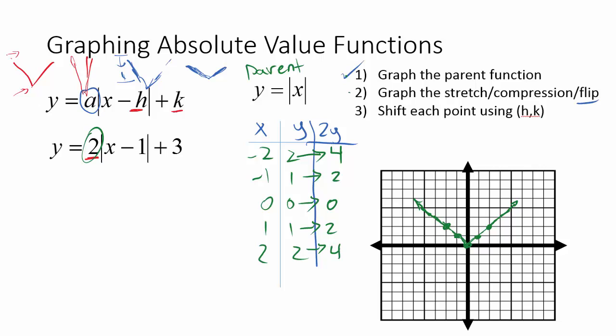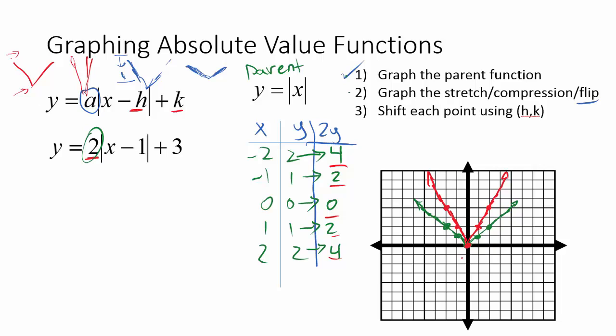And now what I'm going to do is graph the stretched function. And if you look at this, it's going to look like it's stretched out. So we still have 0, 0 in the middle. That's going to be the starting point. But then we've got -2, 4. We've got -1, 2. We've got 1, 2, and 2, 4. And now you can see that our absolute value graph kind of got stretched here a little bit. So it's kind of getting tall and skinny.